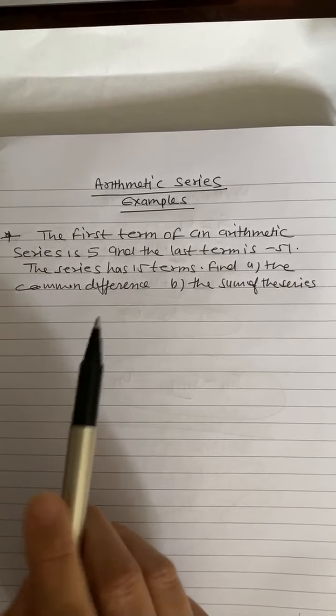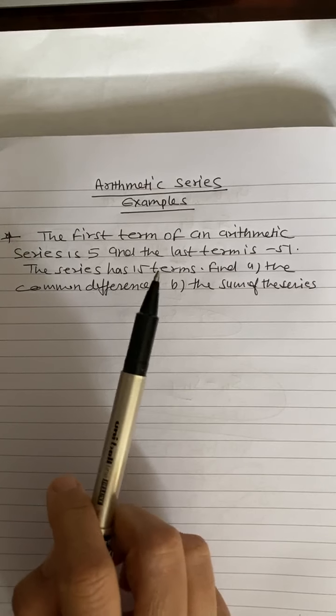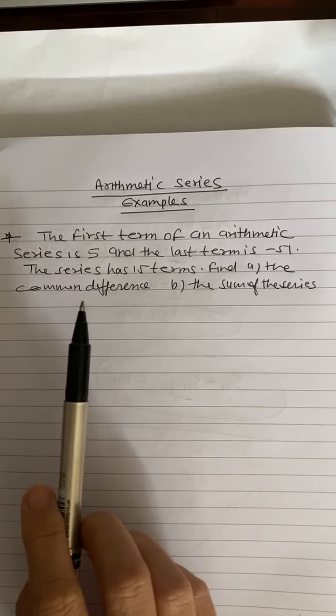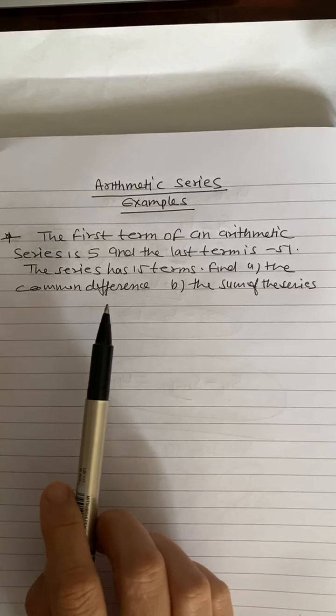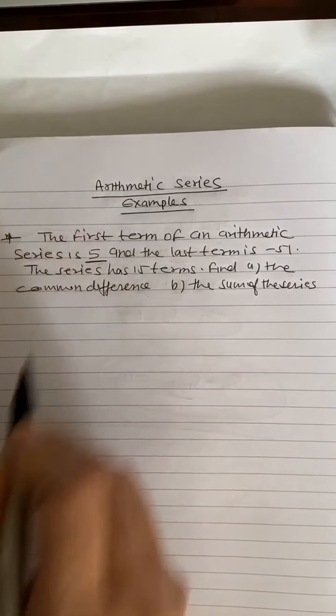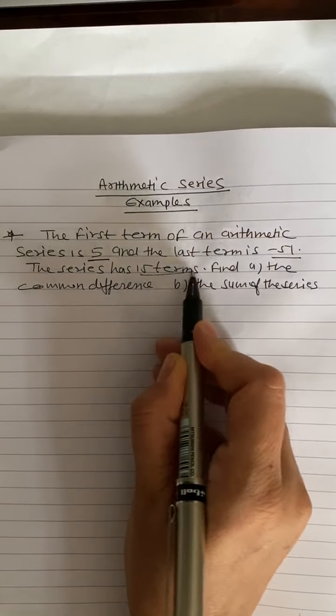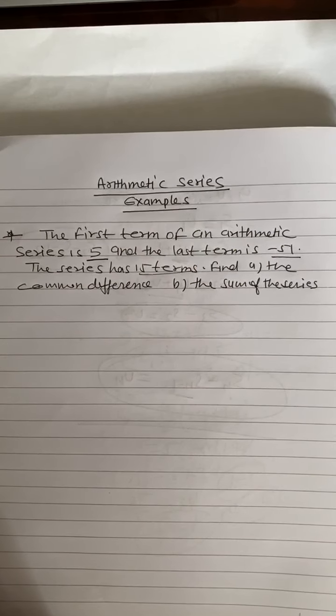In today's lesson, I'm going to do a couple of examples on arithmetic series. The first one is: the first term of an arithmetic series is 5 and the last term is negative 55. The series has 15 terms, and you have to find the common difference and the sum of the series.